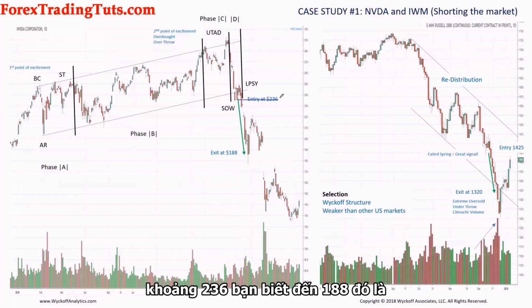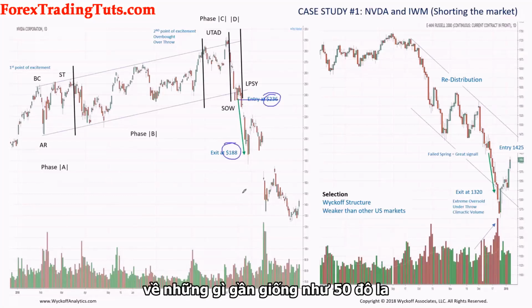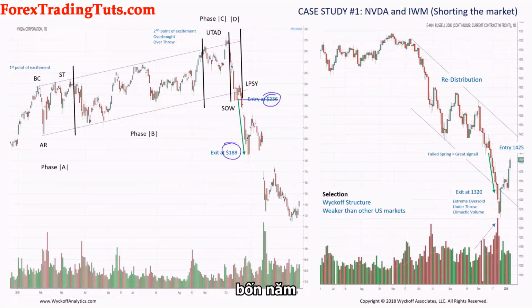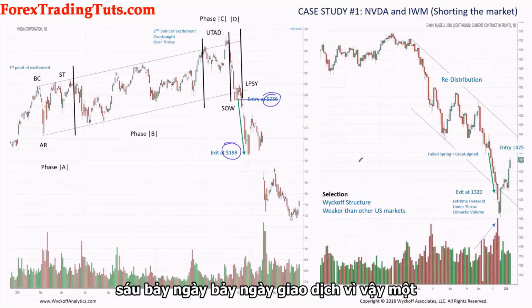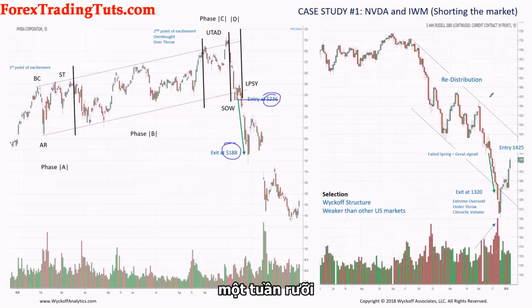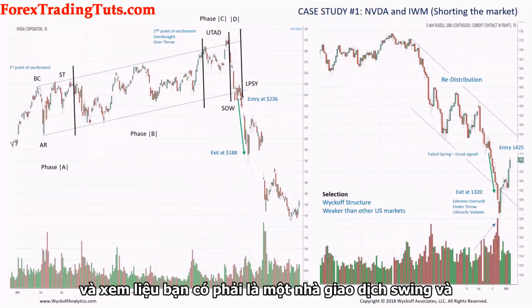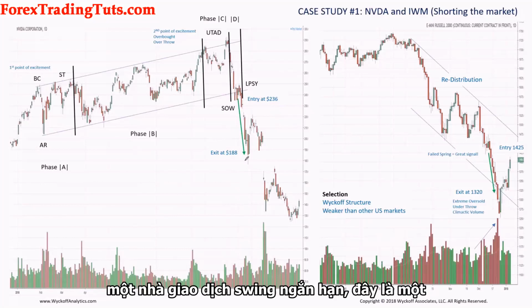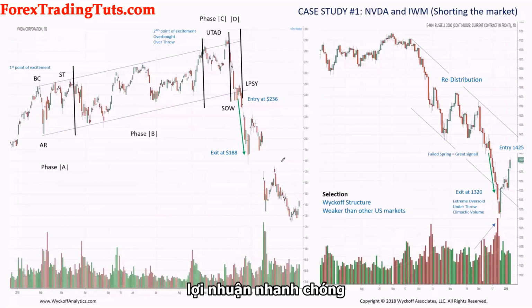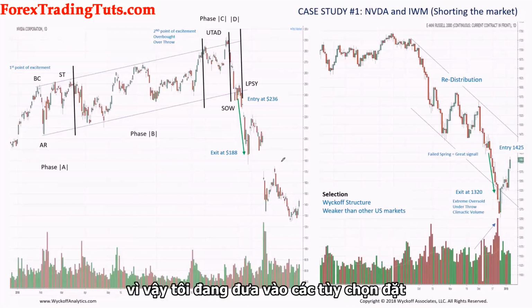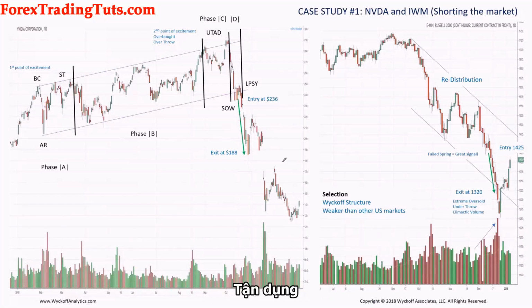So from about 236 to 188, that's about what? Almost like $50. And it happens so quick. 1, 2, 3, 4, 5, 6, 7 days, 7 trading days. So a week and a half. And if you are a short-term swing trader, this is a very quick profit. And also think about the leverage, right? So I'm putting on puts options, so I'm definitely leveraging this position.